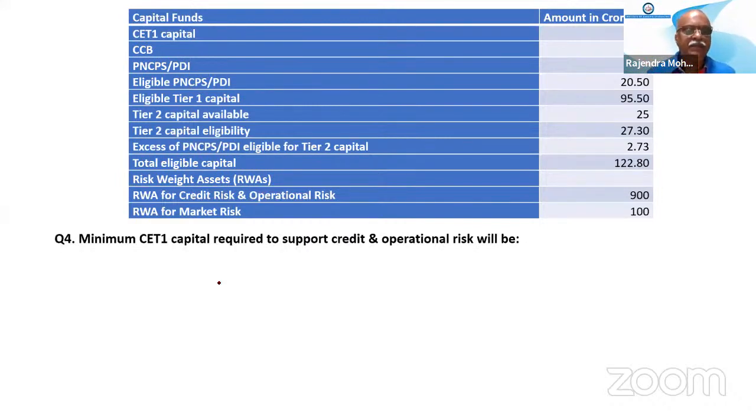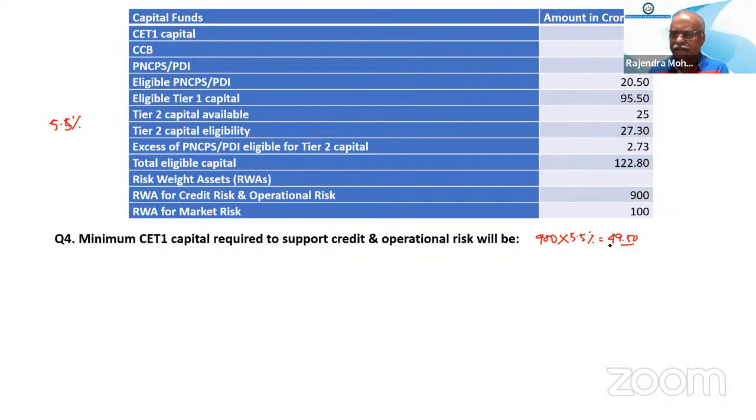So first is minimum CET1 capital required to support credit and operational risk, not market risk. We know CET1 capital, how much is the percentage as per Basel? 5.5. Very good. So it is 5.5%. To support credit and operational risk, what will be CET1? Simple, from the table you can easily answer this. 49.5, because RWA of credit and operational risk is given as 900. So 900 into 5.5% becomes 49.50. This is the minimum CET1 required to support credit and operational risk.